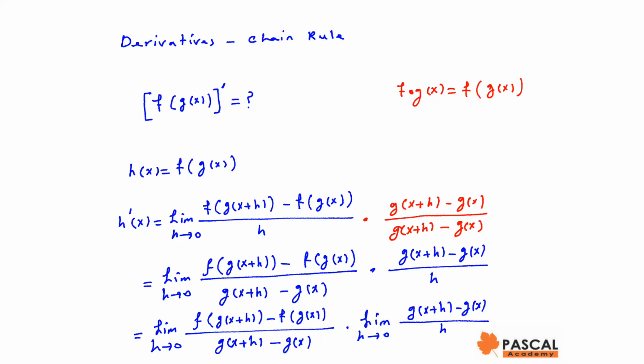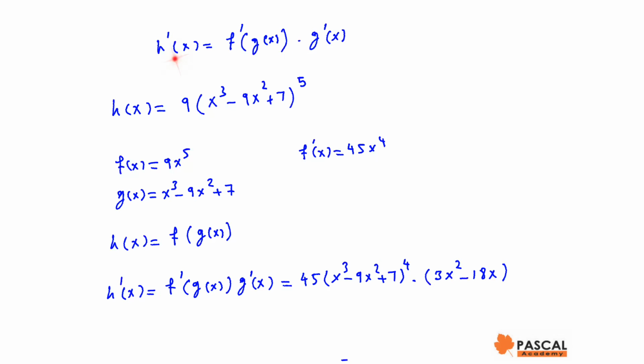In the first limit, if we assume g of x plus h minus g of x is t, then this can be written as the limit of f of g of x plus t minus f of g of x over t as t approaches 0, which is the derivative of f at g of x. Therefore, h prime of x is f prime of g of x times g prime of x.